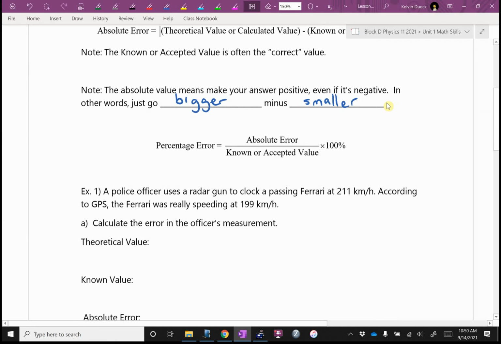What about the percentage error? The percentage error is your absolute error divided by the correct value times 100. So if I knew I was supposed to get 12, but I got 14, what's my absolute error? 2. My percentage error would be 2 divided by 12 times 100 to make it a percent. And that would tell me what percent I was off by.